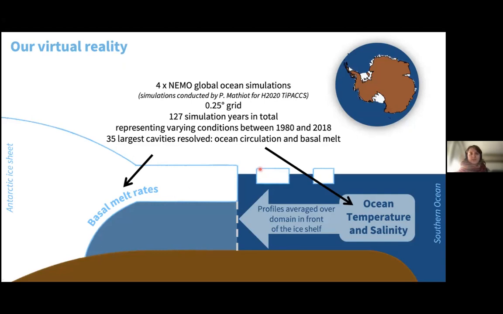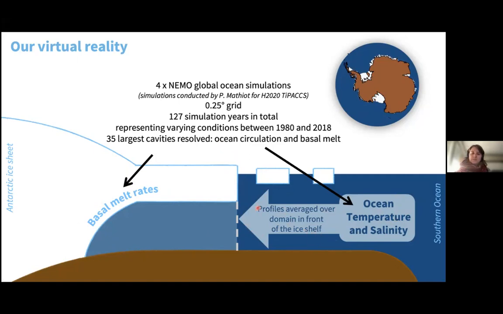In these simulations, the 35 largest cavities are resolved. These are the ones that you can see here in white on this map. And resolved means that the ocean circulation works in the cavity and that we also have resulting basal melt. So these simulations give us ocean temperature and salinity in front of the ice shelf, as would be given in application cases from observations or from coarse climate models.